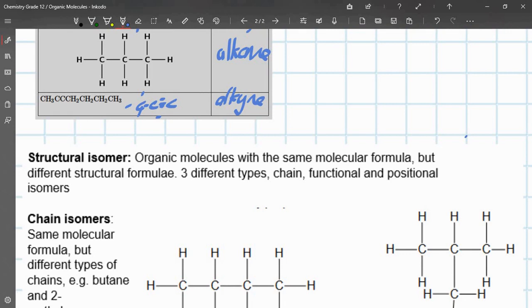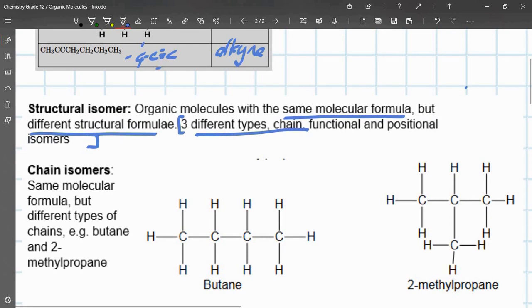Okay, so what is an isomer? An isomer or structural isomer are organic molecules, carbon containing molecules, with the same molecular formula but different structural formula. That's what you need to know. Same molecular formula, different structural formula. There are three different types. We have chain, functional, and positional isomers that we will focus on.